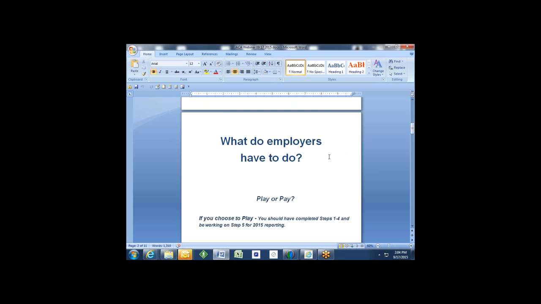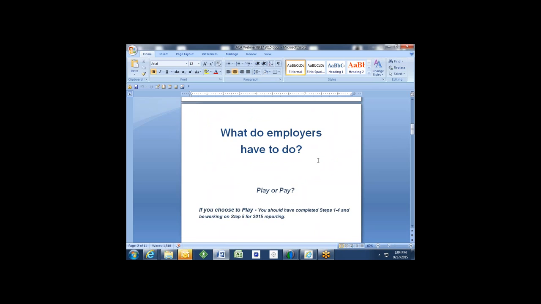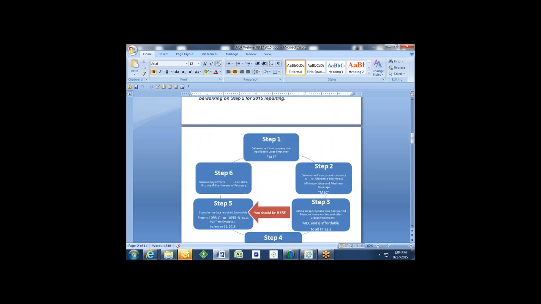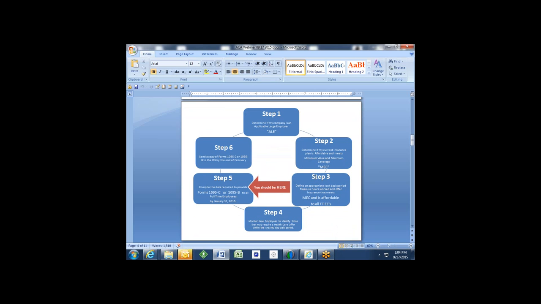So what do employers have to do so that they don't have to pay these penalties? Basically, here are all of the steps. We've broken it down into 5 different steps, and what we're going to do is talk about each step individually and then show the examples and how you actually do that in our system to complete that step. The first one is to determine if your company is an ALE employer.